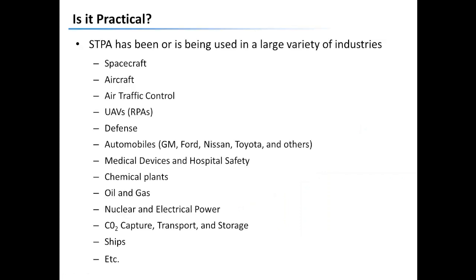So how is it being used? First of all, is it practical? Well, it's being used in a large variety of industries, just about everything you can imagine. I've put some names down of automobile makers because they're pretty open about it. Part of the problem is people don't like to talk about what they're doing publicly in safety for various liability reasons. But GM, Ford, Nissan, Toyota, and we think others who also aren't talking about it, we're getting information that they're actually using this. Medical devices, chemical plants, just about everything you can imagine is using this now.